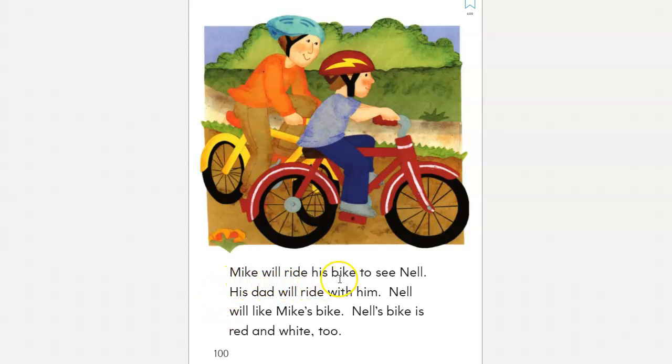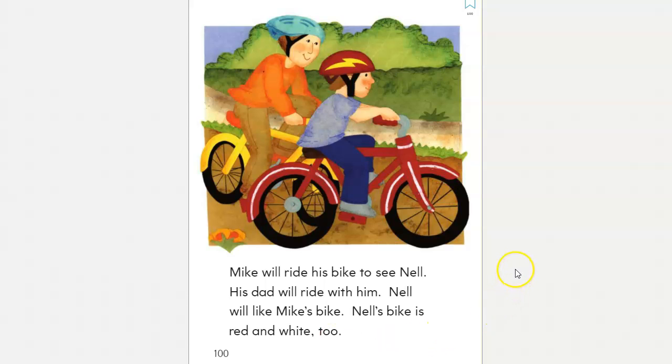Mike will ride his bike to see Nell. His dad will ride with him. Nell will like Mike's bike. Nell's bike is red and white too.